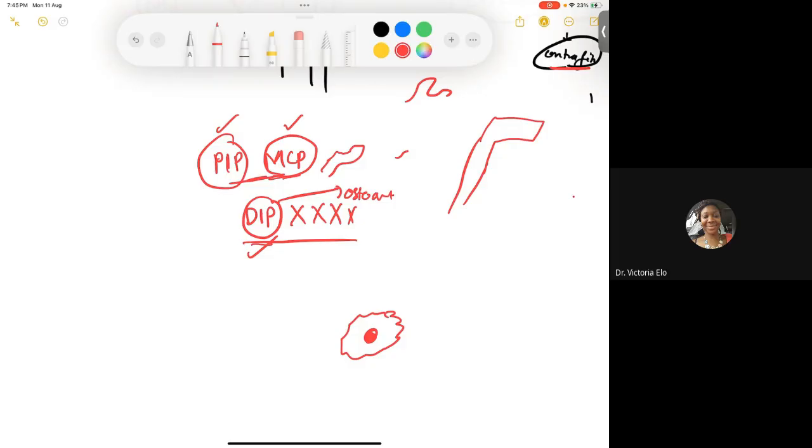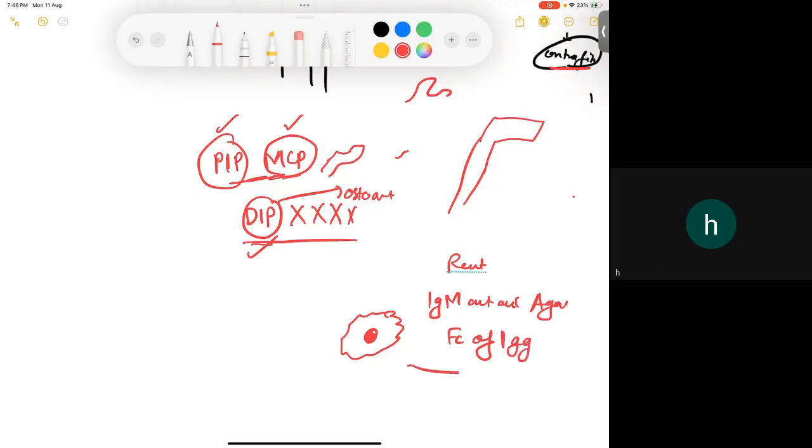So what are going to be the lab findings which are really important? We are going to have something called rheumatoid factor. What is rheumatoid factor? Basically, it is an IgM autoantibody against the Fc portion of IgG, right? We're going to have IgM against the Fc portion of IgG.